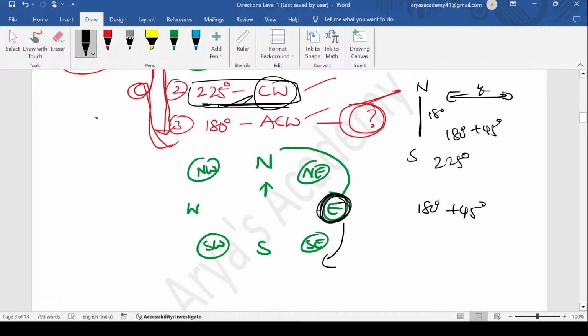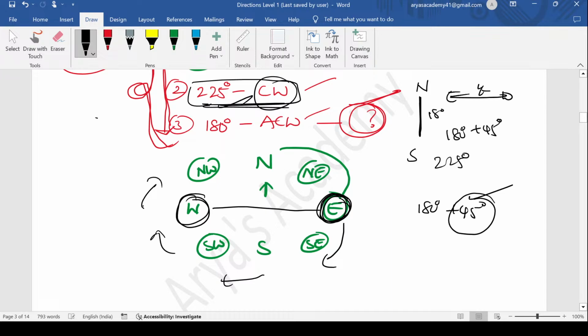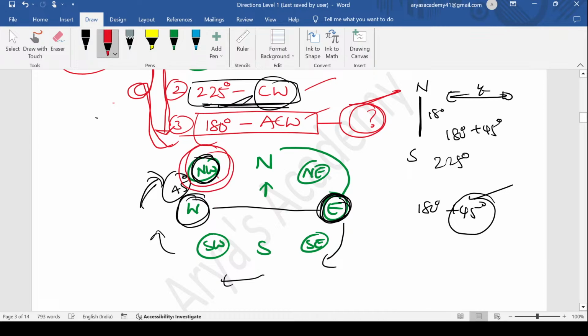This is east, and if I move 180 degrees, I will be here. And I have to go this way only. I have to go clockwise. But 180 is not sufficient because the question is asking 225. So I have to add 45 more. So presently I am at west. If I rotate further 45 degrees, where will I be? I will be at northeast. And lastly, the question is 180 degrees anti-clockwise. 180 degrees means we know that exactly opposite. This is northwest. What is the exactly opposite direction to northwest?